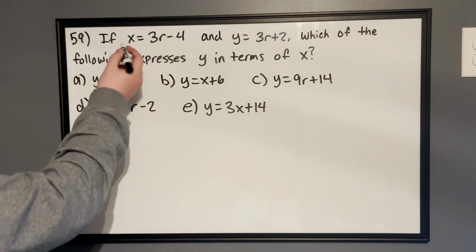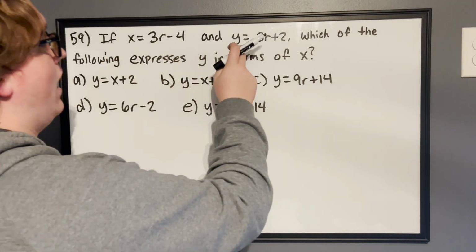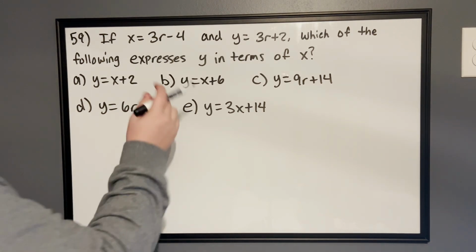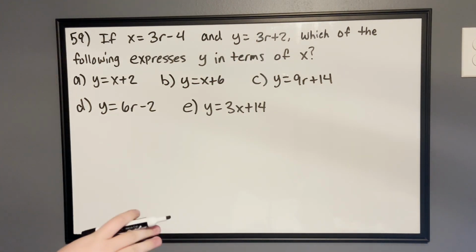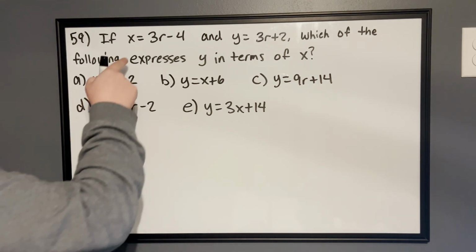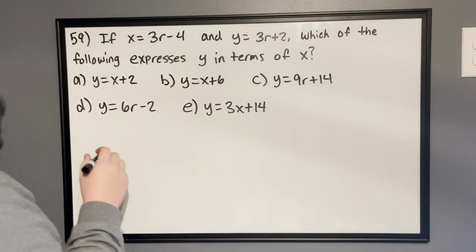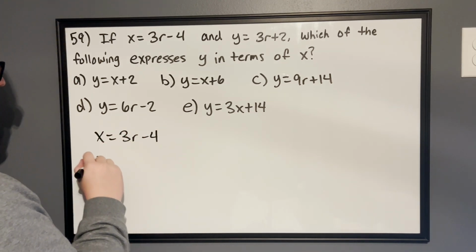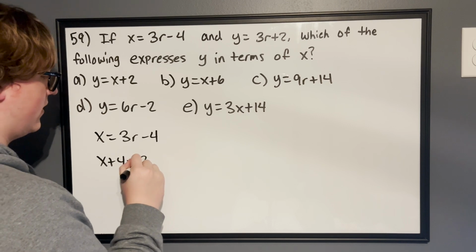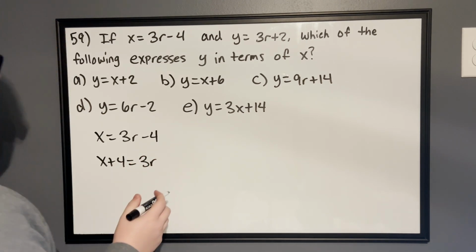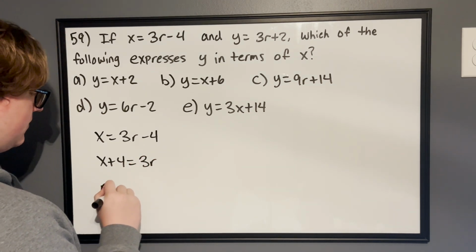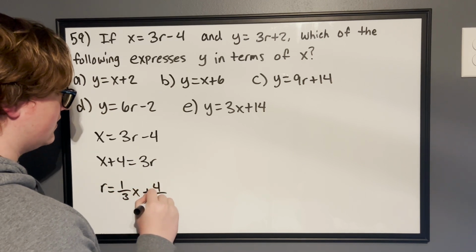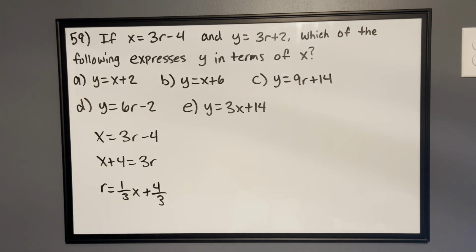So in this case, we have x in terms of r, and we have y in terms of r. So we want to be able to plug in something for this r that is only in terms of x. So to do that, we want to solve for r in this equation. So if we have x is equal to 3r minus 4, then we know that x plus 4 is equal to 3r. And to solve for r, we get r is equal to 1/3 x plus 4/3, because we have to divide everything by 3.